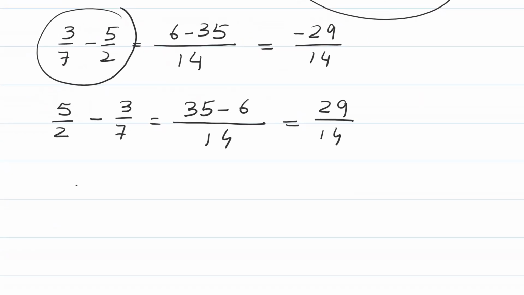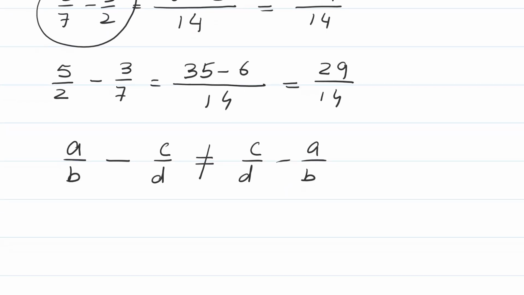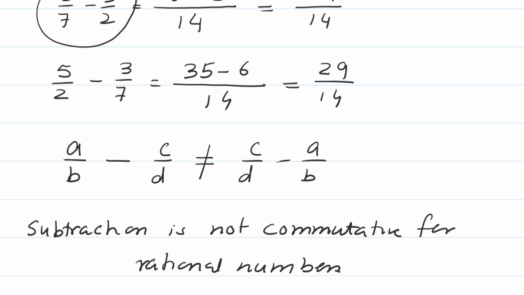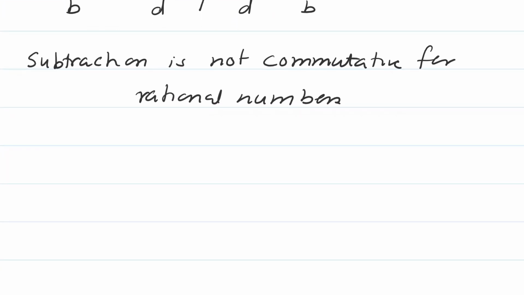So for rational numbers a upon b and c upon d, a upon b minus c upon d is not necessarily equal to c upon d minus a upon b. So conclusion is subtraction is not commutative for rational numbers. We can use this property for addition and multiplication.